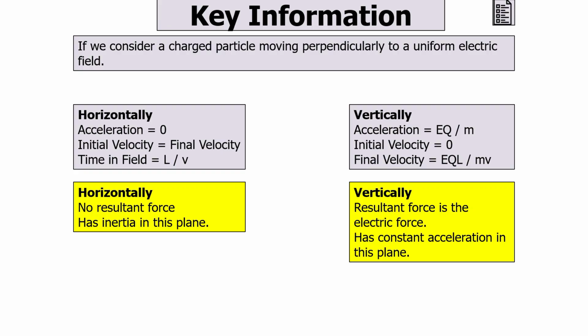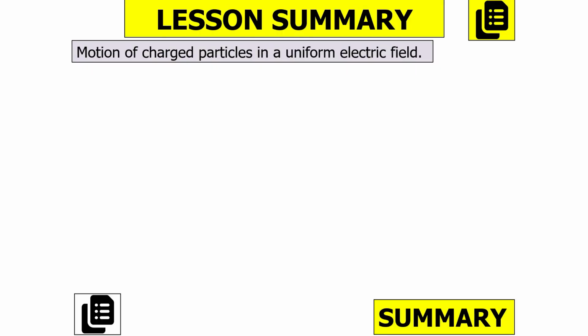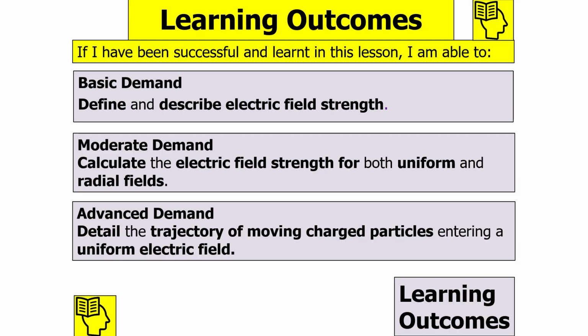So to summarise what we've looked at in today's lesson, we've looked at the motion of charged particles in a uniform electrical field. So if we've been successful and we've learnt in today's lesson, we should be able to define and describe electrical field strength, calculate the electrical field strength for both uniform and radial fields, and detail the trajectory of moving charged particles entering a uniform electrical field.